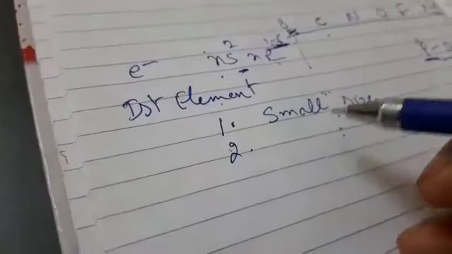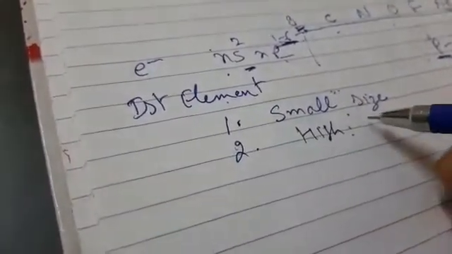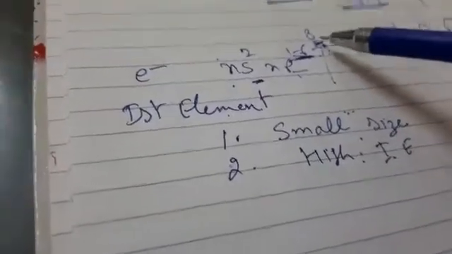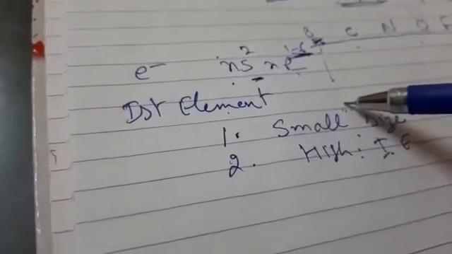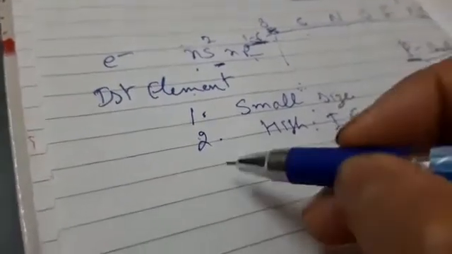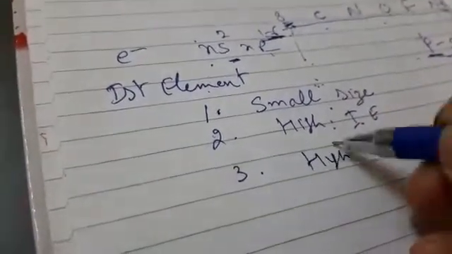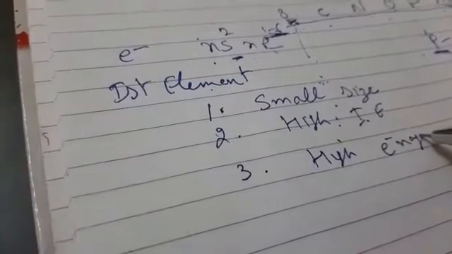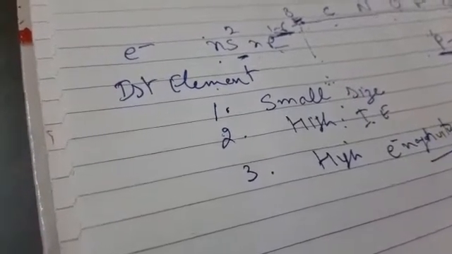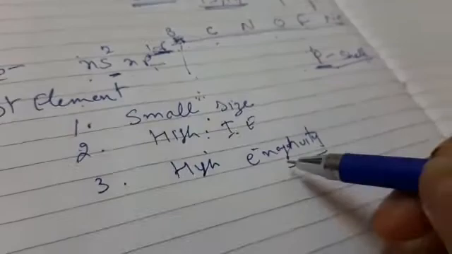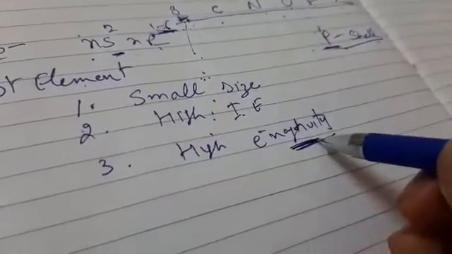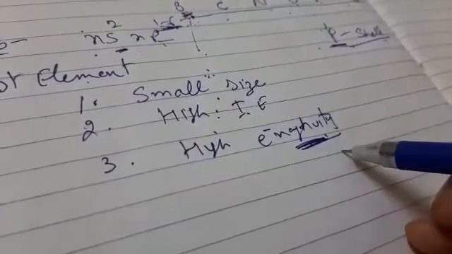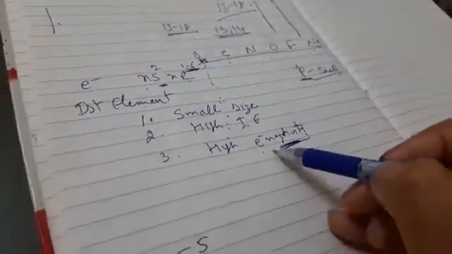And the second reason is that they have high ionization energy. The first element's ionization energy is high as compared to other elements in the same group. Next, the third point is high electronegativity. Electronegativity means the tendency or capacity of an atom to attract the shared electrons towards itself, and the first element in each group has a high electronegativity as compared to the other elements.